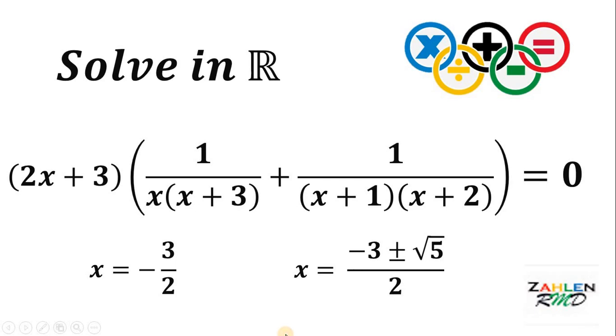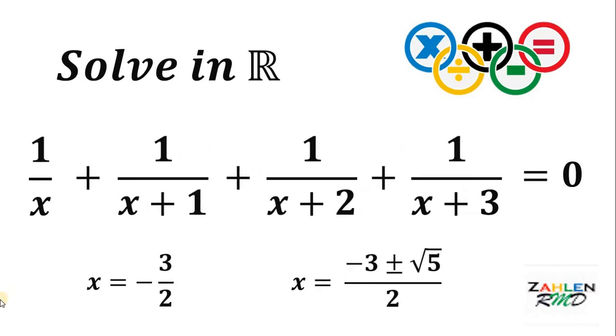Therefore, our answer to this question, what is the value of x in 1 over x plus 1 over x plus 1 plus 1 over x plus 2 plus 1 over x plus 3 equals 0, are x equals negative 3 over 2 and x must be equal to negative 3 plus or minus square root of 5 over 2. And as always, we're done.